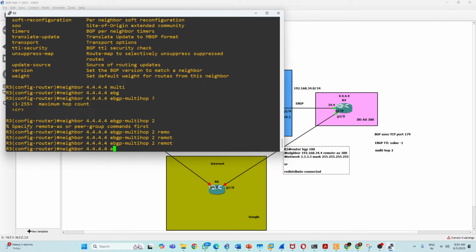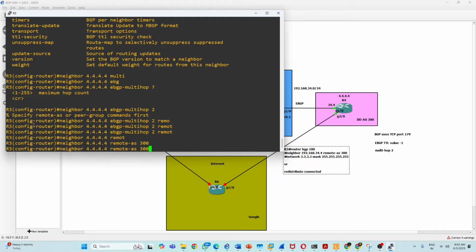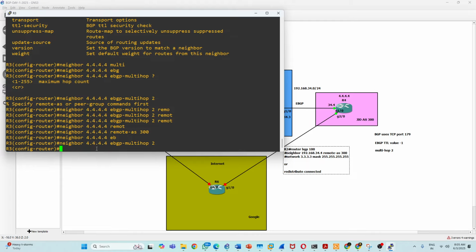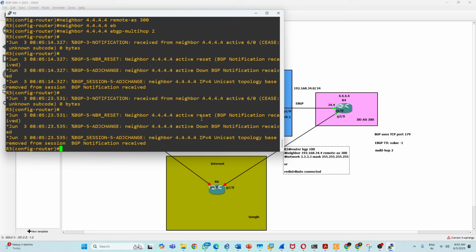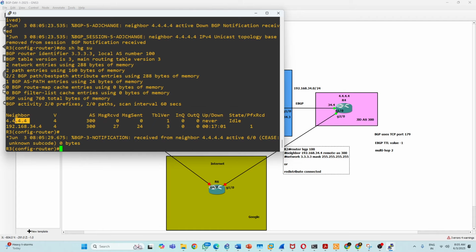First of all, I need to configure the neighborship with remote AS 300. After that, you need to give EBGP multi-hop 2, because 4.4.4.4 is two hops away. When a packet leaves from here to here, the TTL value will reduce by 1, so from here to here it is 2. But if you do show BGP summary, 4.4.4.4 is not established.